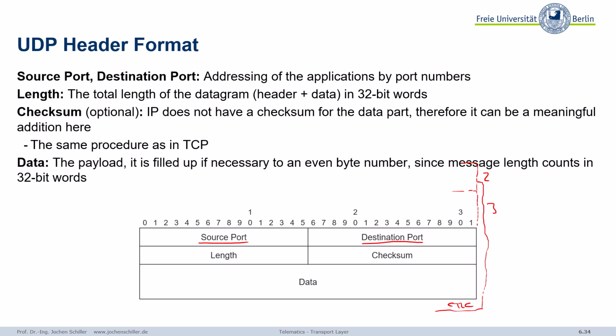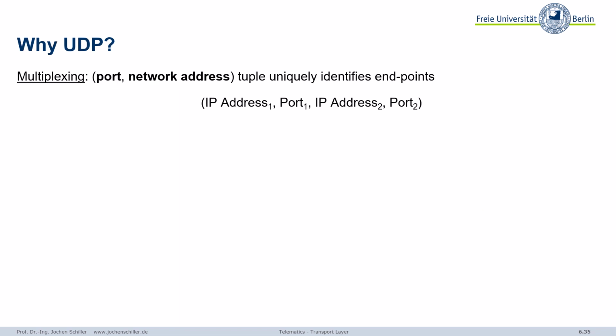And then we have the data, the payload field. So why use UDP? Well, multiplexing. We need this multiplexing because we need our socket pair for communication. That's the socket pair, two sockets.